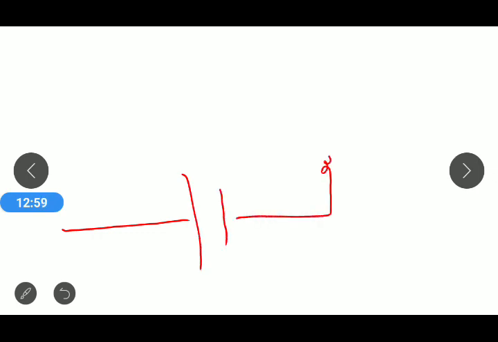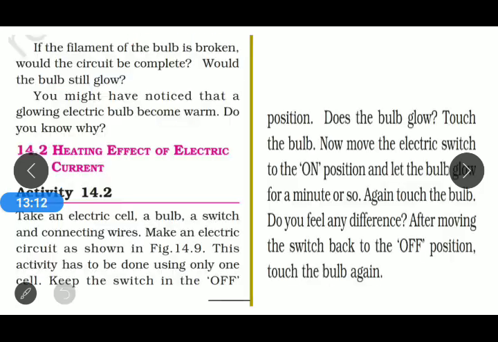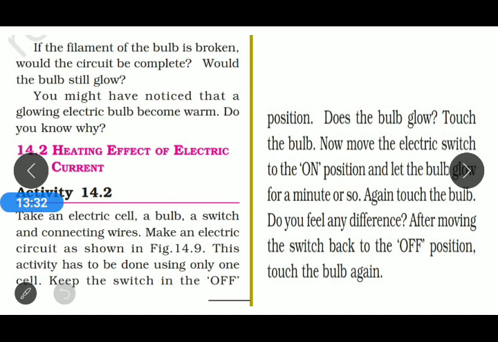Then we represent a switch. Then this is your electrical bulb, and we connect them like this. In that way we are able to connect it. This activity has to be done using only one cell. That is the condition given to us: we are not increasing the number of cells in it. We are just taking one cell.